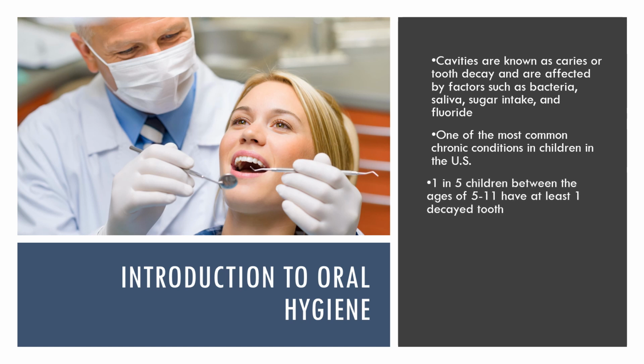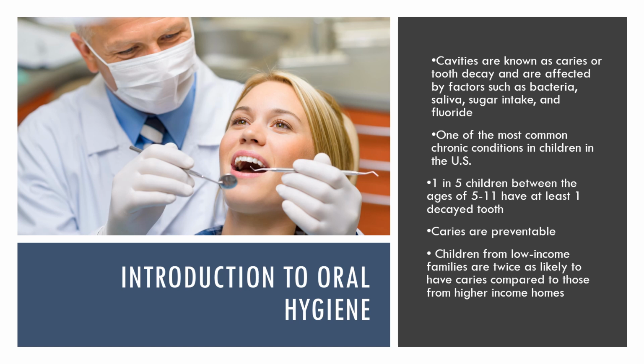1 in 5 children between the ages of 5 and 11 have at least one decayed tooth. Caries or cavities are preventable, completely preventable. Children from low-income families are twice as likely to have caries compared to those from higher-income homes.